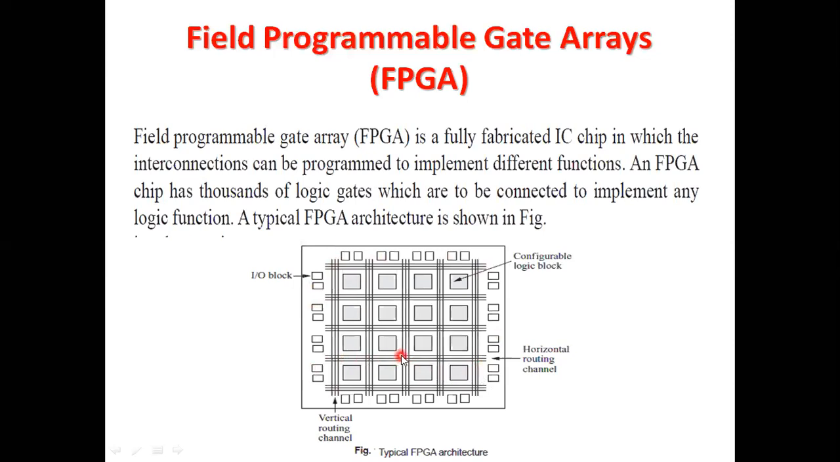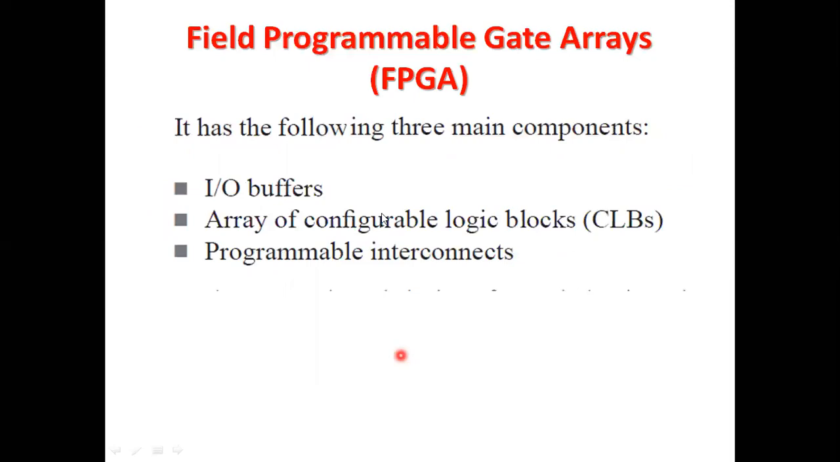Now let us move forward. Now this FPGA, or the field programmable gate array, has the following three components. First one is the input output buffers. Second one is the array of the configurable logic blocks, that is the CLBs. And third one is the programmable interconnects. Now let us again move to the next slide.